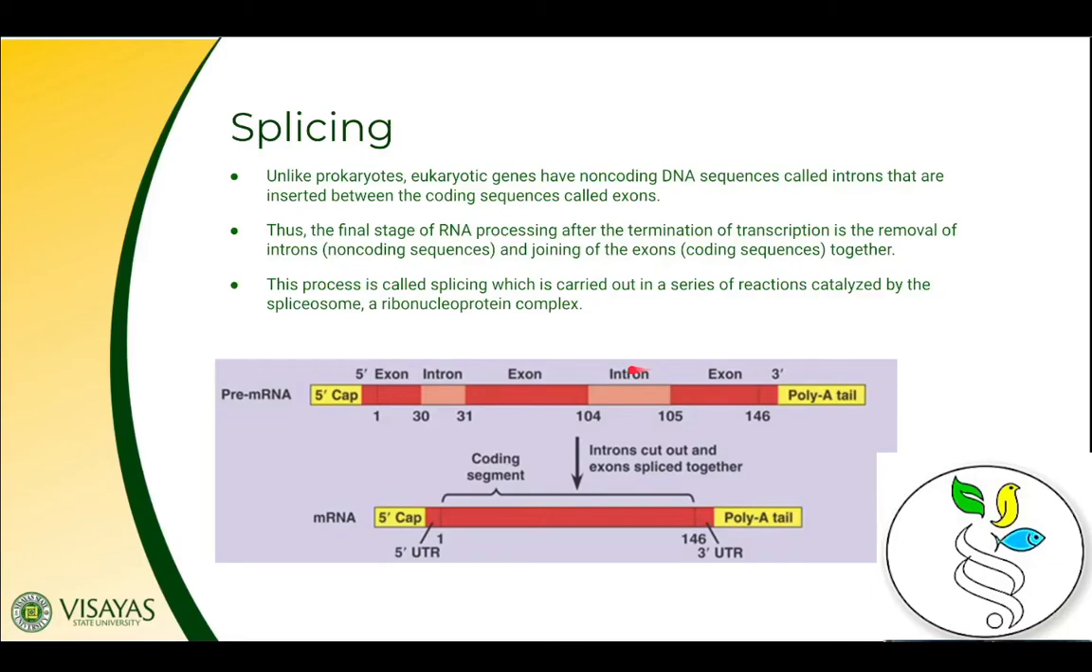So you have here the cap already and the poly A tail. But this cannot be expressed directly into a protein because there are still non-coding regions. So this needs to be removed first. That's why the process is called splicing. This is carried out in a series of reactions catalyzed by the spliceosome, which is a ribonucleotide complex. We will not talk in detail about the spliceosome, but just to give you an idea of the splicing. Splicing is basically the removal of introns and the joining of the exons together to form the protein coding region. So how does it happen?